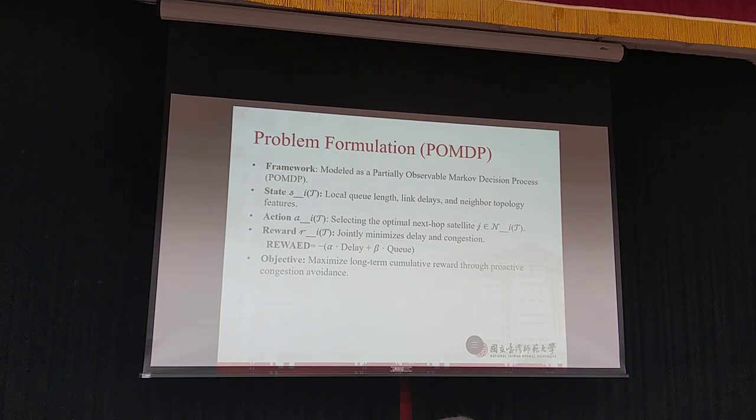Because there is no global view, we formulate a DEC-POMDP. The state uses local queue length, delay, and topology. And the action is to select the optimal next hop. And our reward penalizes both delay and congestion, forcing the AI to sacrifice a slightly longer path to proactively bypass congestion.